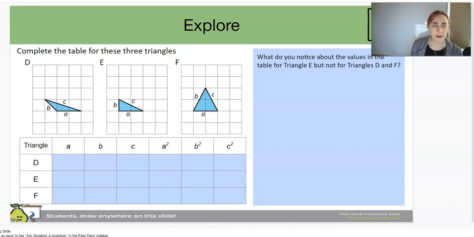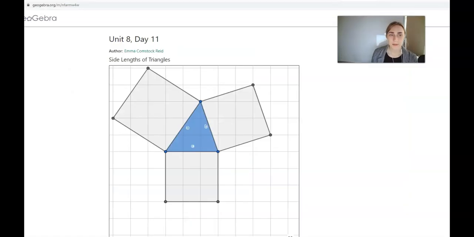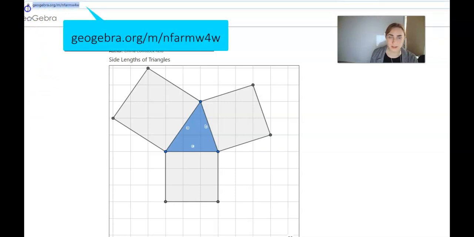And if you found it helpful to visualize the squares drawn for each side length, I created an applet, and I'll tell you the link so that you can get there and play around with it in case that helps you interpret this question. So I'll show that now. So here is the applet that I created for you on a website called GeoGebra. So I'll enlarge the website here so you can get here as well.